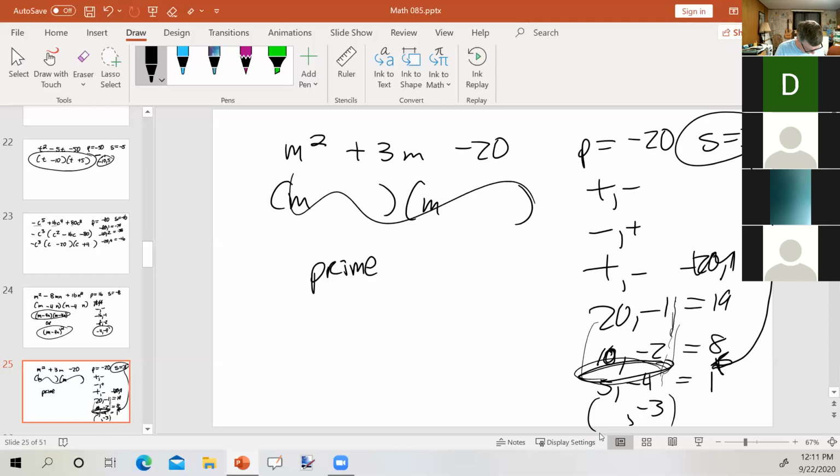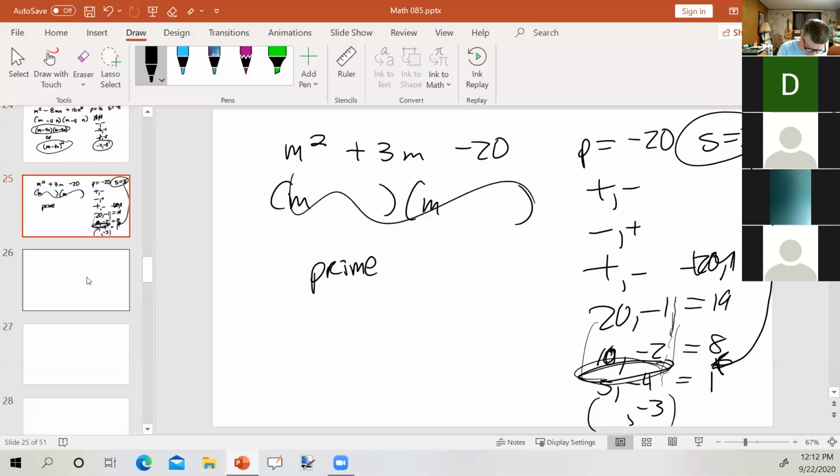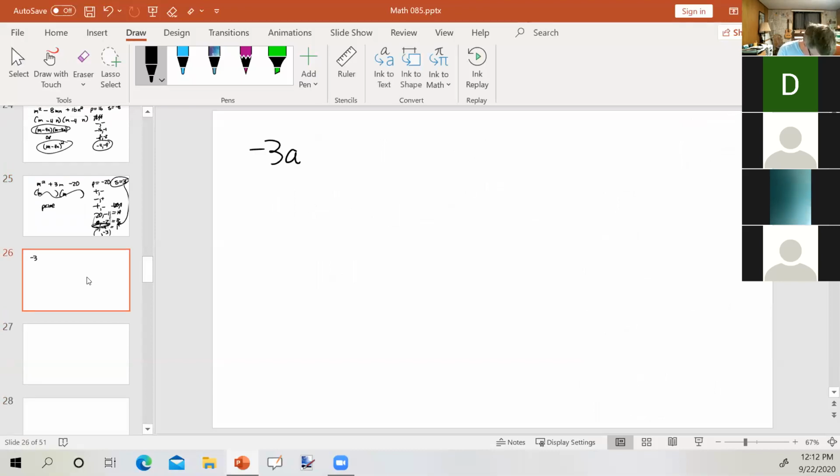Let's see here. How about this one? Negative 3a plus a squared plus 2. What do we need to do here? Take out a negative 1? Maybe. Maybe not. There's something else that's not quite right. Oh, it's not in standard form. There you go. So a squared minus 3a plus 2. So now we don't need to take out a negative, do we?